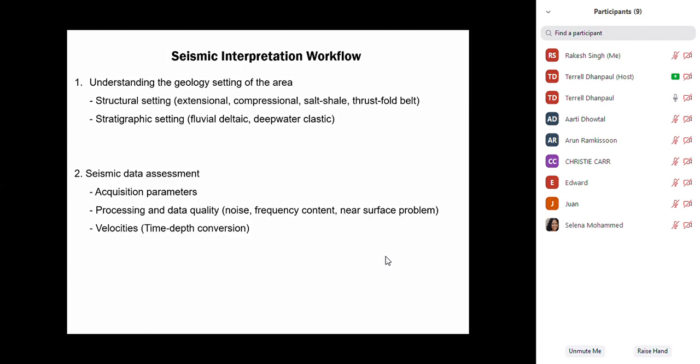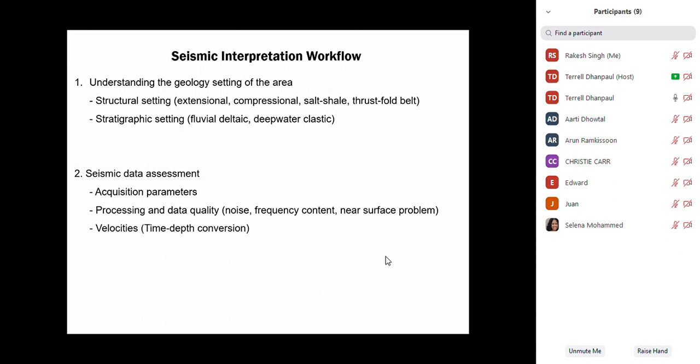All right, so we'll go through in the next couple of slides what a typical seismic interpretation workflow is. And you can use this as a guide. It's not cast in stone, but these are some of the things that you'll be doing. You need to have an understanding of the geology, of course. As you know by now from your 2 years in the program, you must have an understanding of the structural setting, whether it's an extensional regime, compressional regime, a salt shale regime, a thrust fault system. Okay, you must have an understanding of the stratigraphic setting.